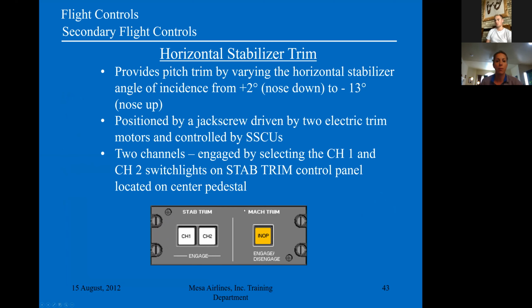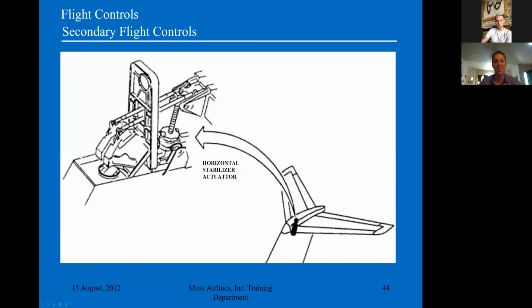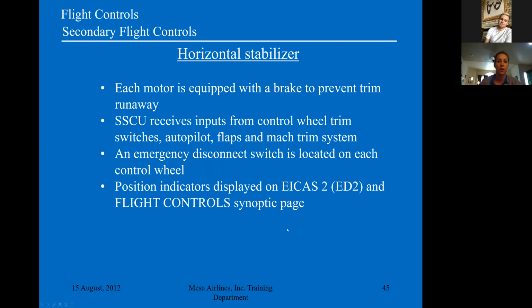Horizontal stab trim. This is the one that's really important. You got a massive jack screw. If you haven't seen one, I have a picture in this presentation. I'll show you. Actually, this is just a schematic, but it is a big, huge screw that moves the entire section. Basically, the entire horizontal stab moves. So it's more like a stabilator? More like a stabilator, exactly.